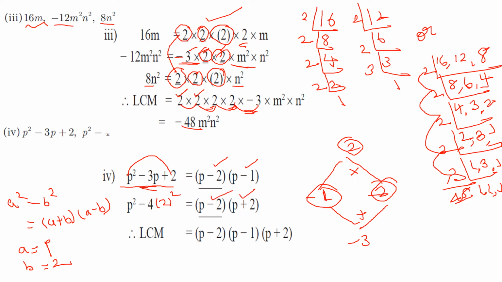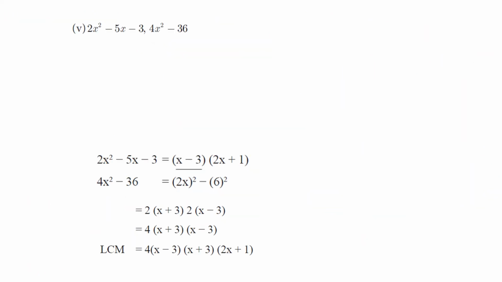Next we will find the LCM. Here both have common p minus 2. So write it one time. And the leftover factors are p minus 1 and p plus 2. So the answer is p minus 2 into p minus 1 into p plus 2. Fifth sum, 2x squared minus 5x minus 3 comma 4x squared minus 36.